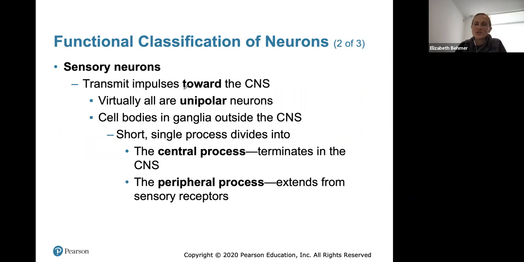So sensory neurons transmit impulses toward the central nervous system. All of them are unipolar. The cell bodies in the ganglia are outside the central nervous system. They have short single processes that divide into a central process, which terminates in the central nervous system, and a peripheral process that extends from the sensory receptors.